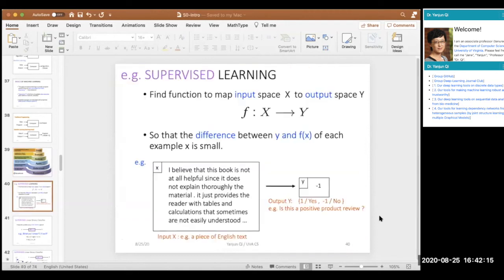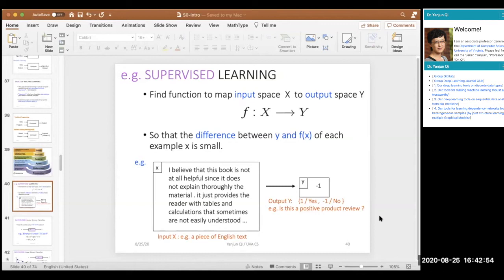Now let's go to the next. I told you about X and Y and F, right? So how do I use that X, Y, and F? The simplest setting in machine learning is called supervised learning. The fundamental process of supervised learning is to look for a function F that can map from the X space to the Y space, so that the difference between Y and F(X) on each example is very small.